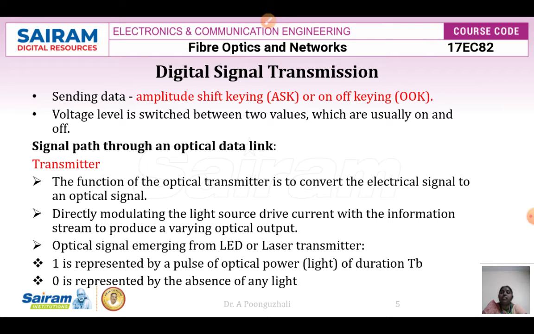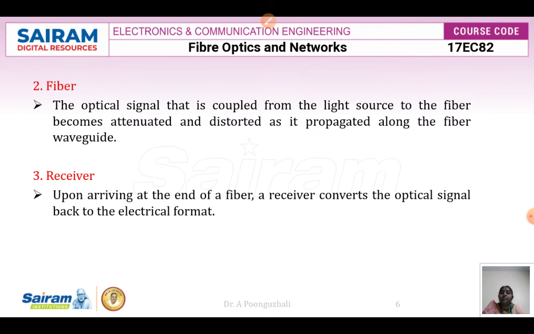Now we'll see the signal path through an optical data link. First is the transmitter block. The transmitter block converts the electrical signal into an optical signal. Here we directly modulate the light source drive current with the information stream to produce a varying optical output. The optical signal which emerges from the LED or the laser transmitter is represented as 1 by a pulse of optical power of duration Tb. If it is 0, then it is represented by the absence of any light.